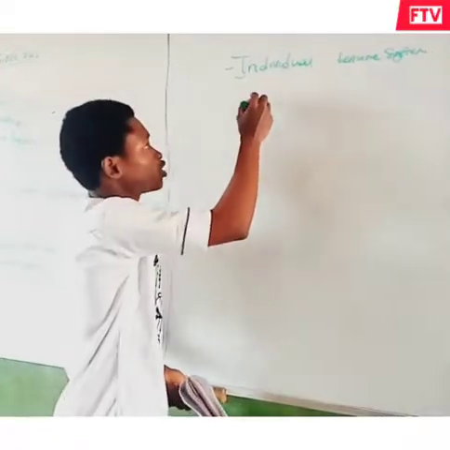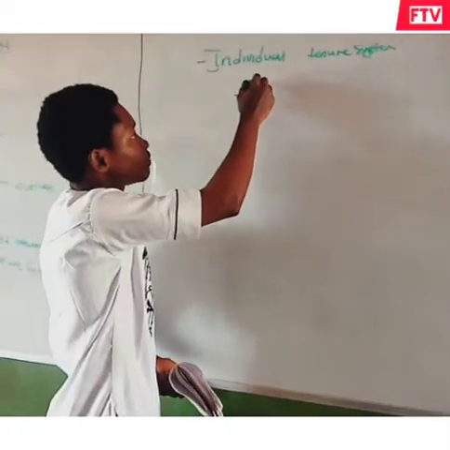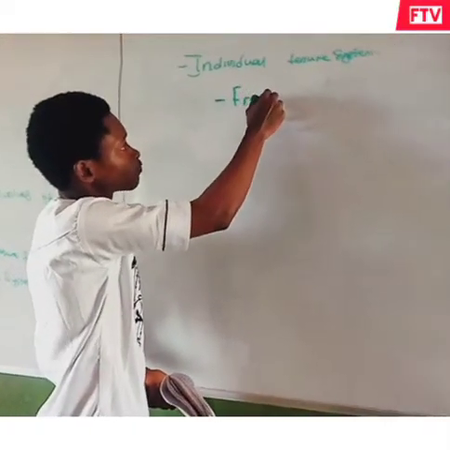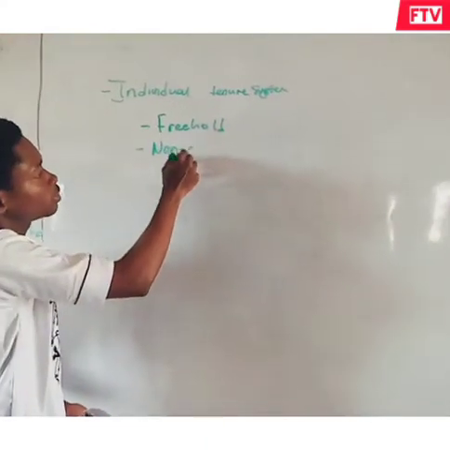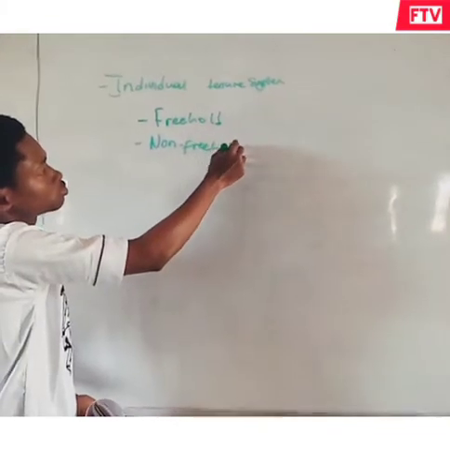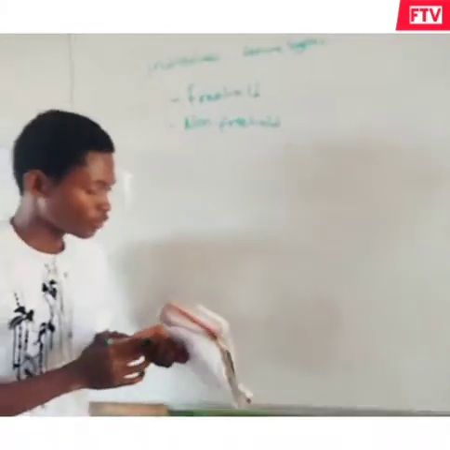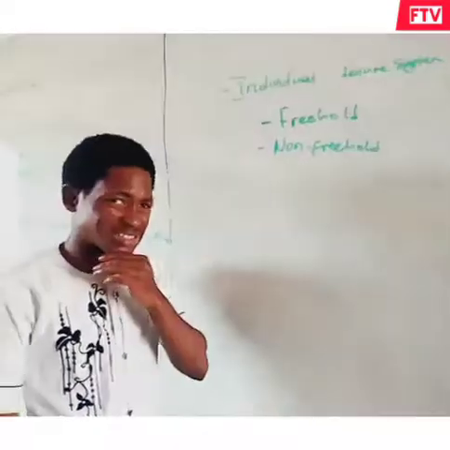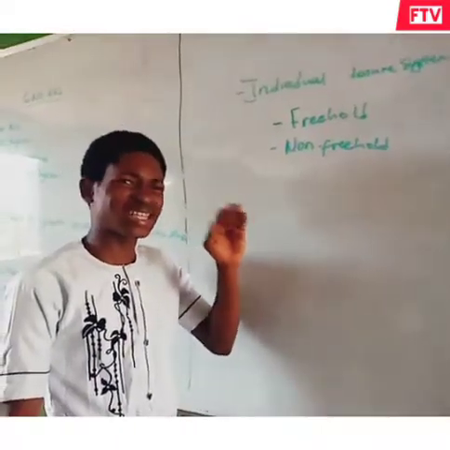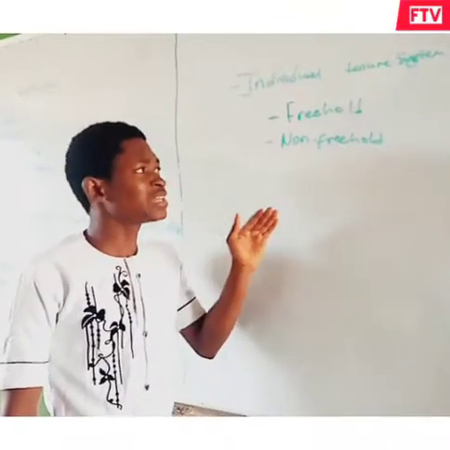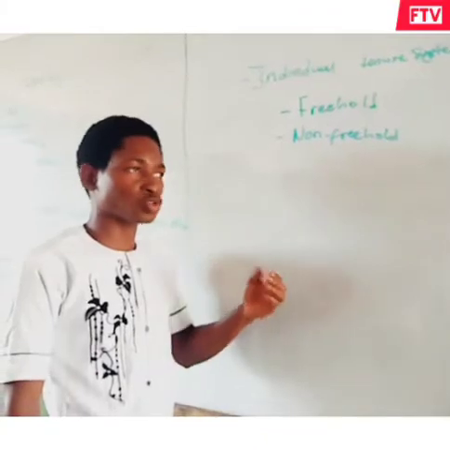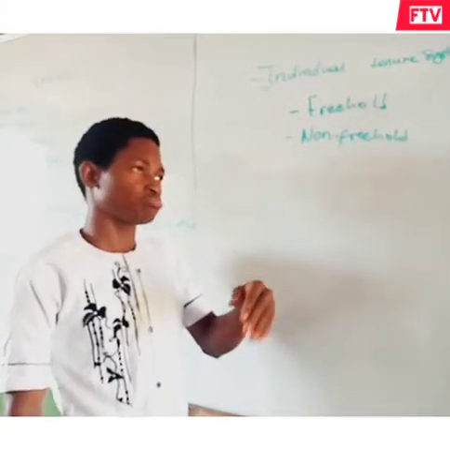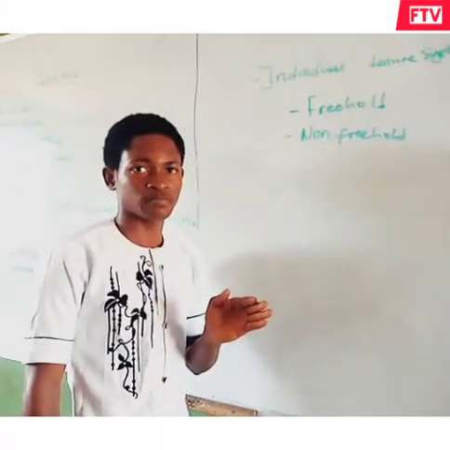It can be either the freehold system or the non-freehold system. Let me quickly explain this. Freehold system is the system of ownership of land by one person, in which the person takes absolute control of the land even till the death of that person. And after the death, the land can be passed on either through gift or through will or something like that.